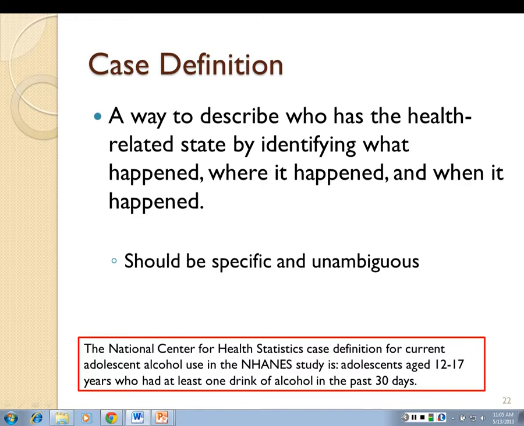Case definitions are composed of the clinical criteria and other restrictions based on the person, place, and time characteristics described earlier. The case definition should be specific and unambiguous, and it should be applied consistently without exception throughout the study. For example, the National Center for Health Statistics created a case definition for current adolescent alcohol use when developing the questions for the National Health and Nutrition Examination Survey, or NHANES. In this study, current adolescent alcohol use was defined as an adolescent ages 12 through 17 years old who had at least one drink of alcohol within the 30 days prior to the survey.